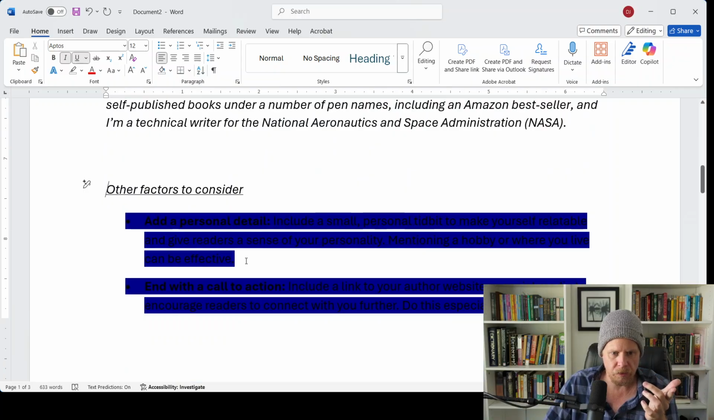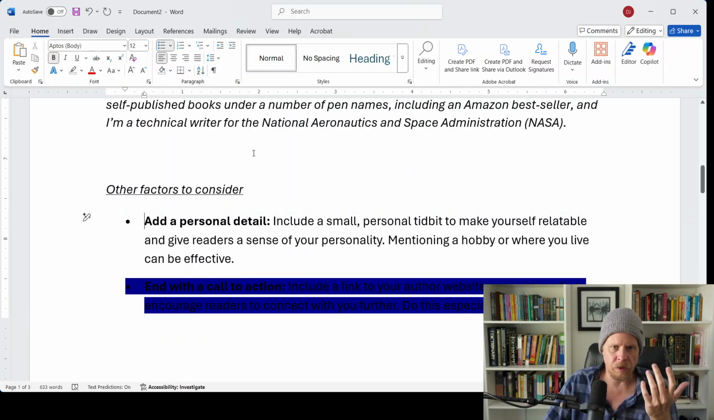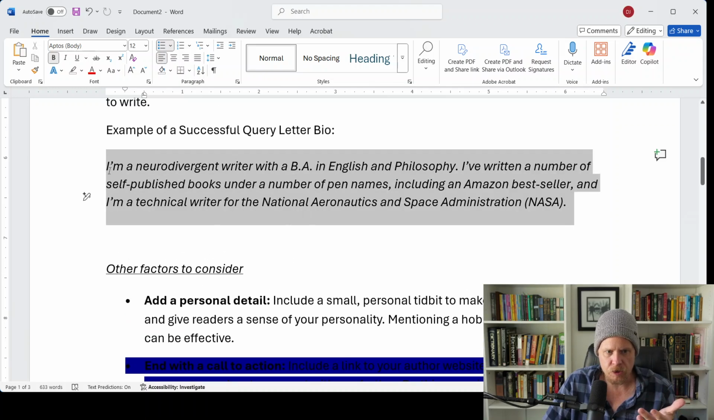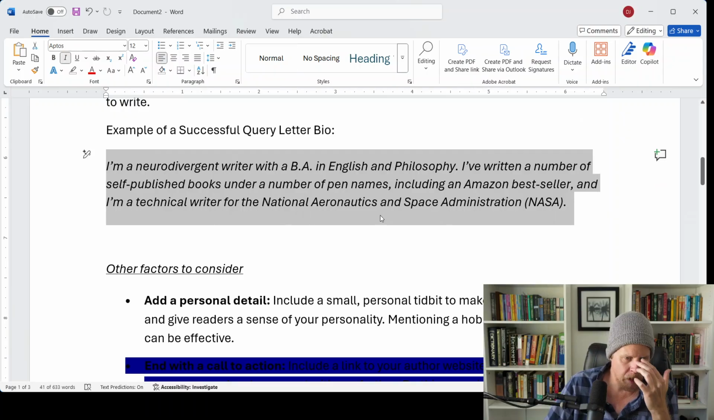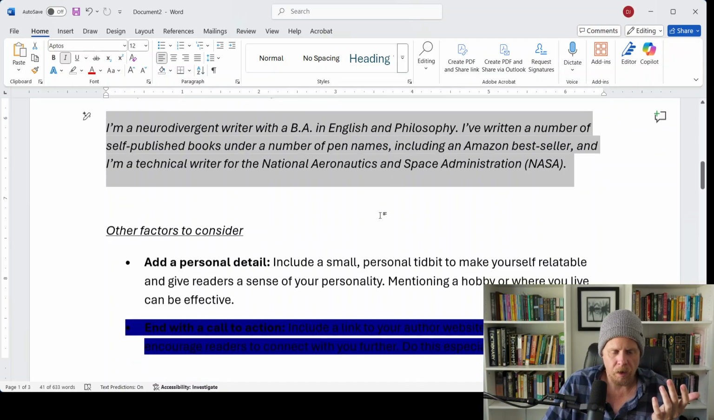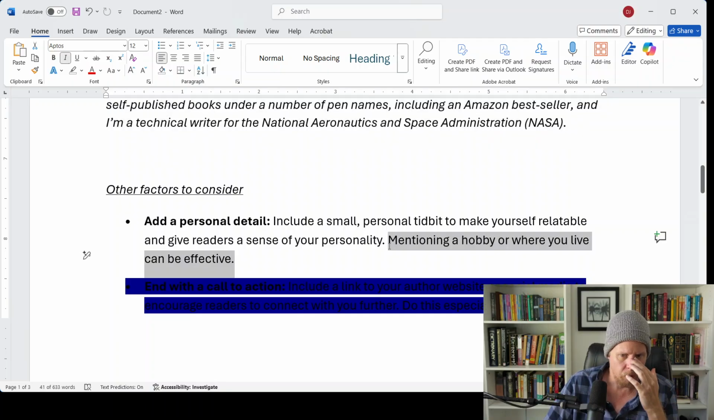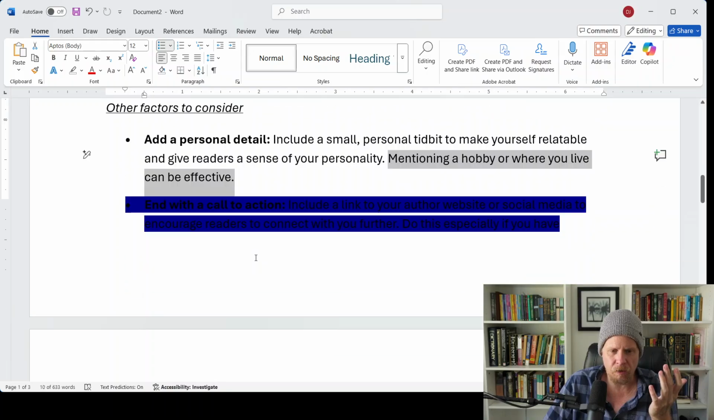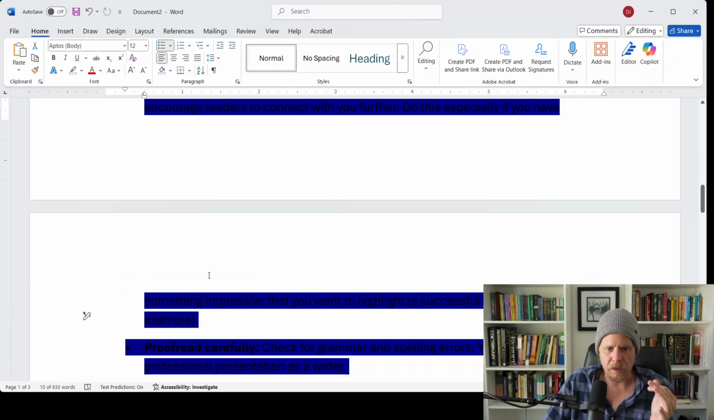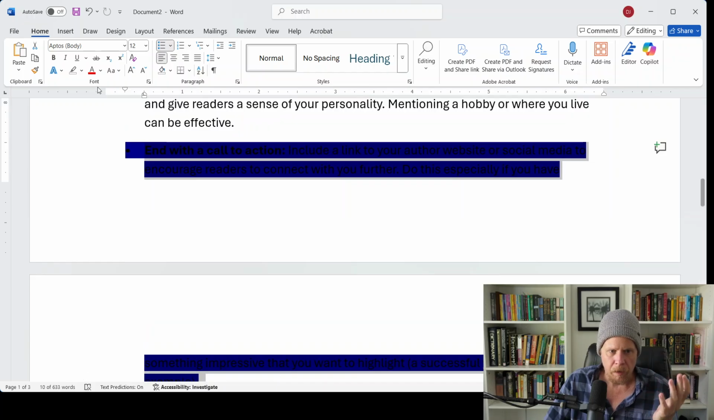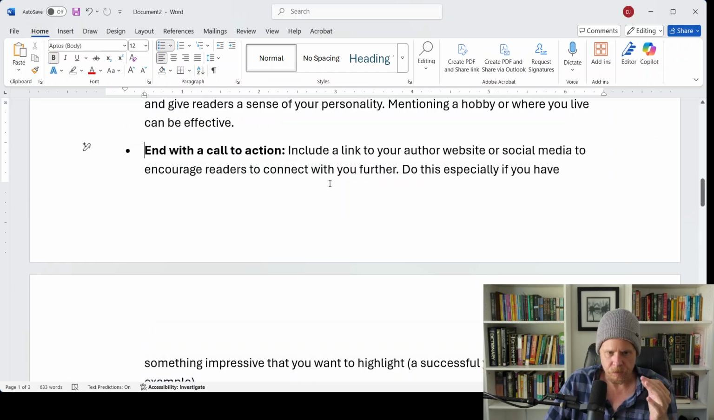Other factors to consider. Here are some other things you can think about when you're writing a bio, either for querying agents or for a website or social media. Consider adding a personal detail. I didn't really do that in this because I wanted to keep it short, but you could say, I live in San Diego with my wife and 2 kids, right? Or something like just a small personal detail, or mention a hobby, or something personal and interesting about you, just to make that human connection. You can do that in your bio for social media, website, or if you're querying agents.